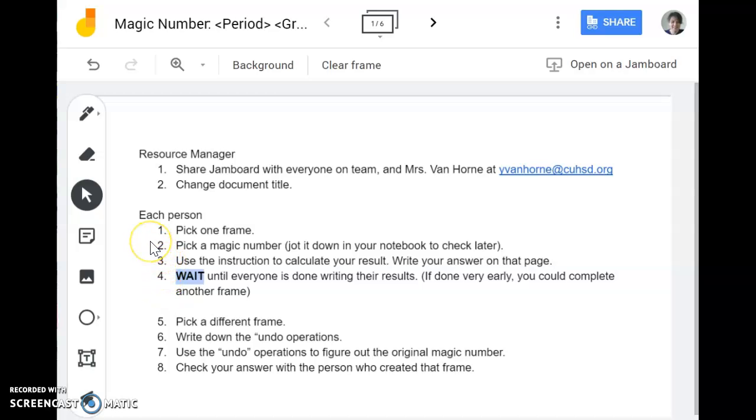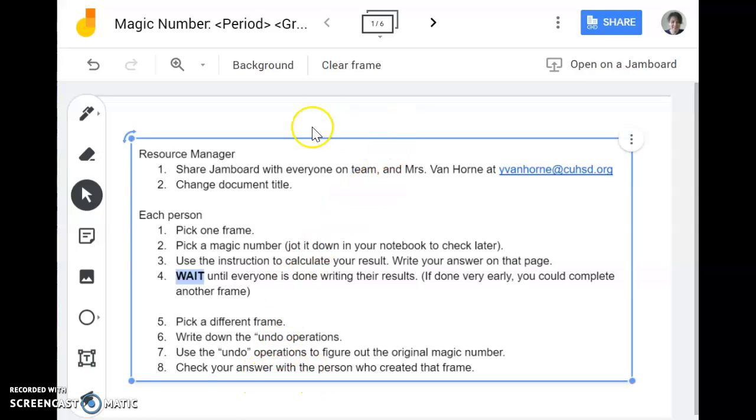Okay. Each person, you're going to pick 1 frame, and then pick a magic number and jot it in your notebook somewhere so that you can check with the person who found your magic number, and use the instruction to calculate your result. Write your answer in that page and wait until everyone is done writing their results. Okay, and then when everybody is done from your team, then you pick a different frame, a frame that somebody else has filled in, and then write down the undo operations and use the undo operation to figure out the original magic number. And then finally you check your answer with the person who created the frame.